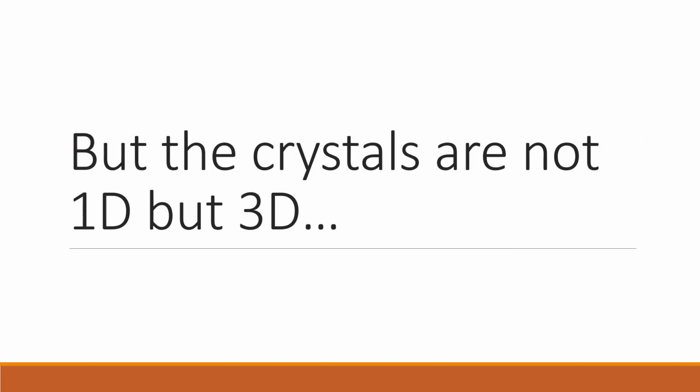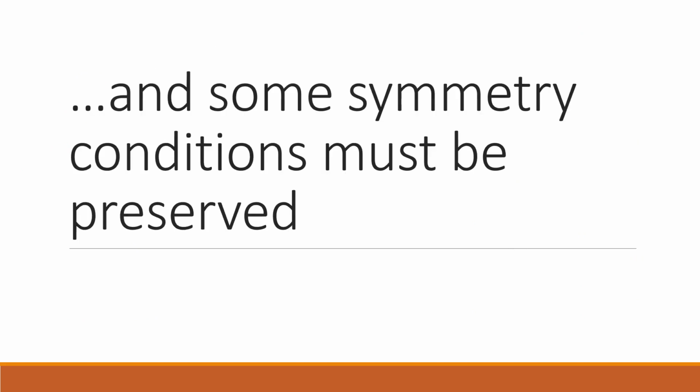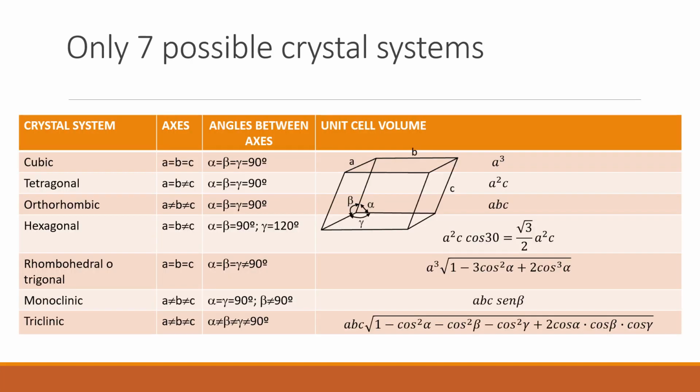Okay, we have depicted an image which is quite simple, one-dimensional crystals, but of course crystals are not one-dimensional, but three-dimensional. And we know that some symmetry conditions must be preserved if we want to have a unit that allows us to reproduce the whole crystal or infinite regions. Okay, we combine all these elements, then we find that only seven crystal systems are possible, which are depicted here.